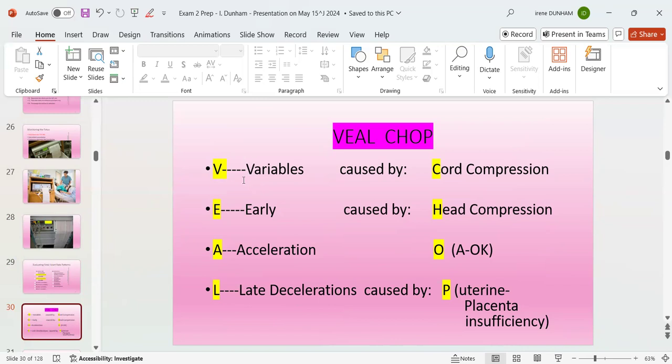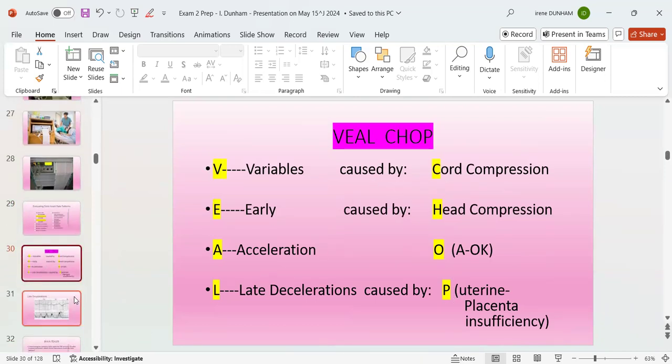Okay, so here we go. Here's your Veal Chop. So when you have questions like this on the test, you might want to just put on your scrap paper, write out veal chop and it'll come to you very quickly. And that's how you learn a lot of stuff, because you're getting a lot of information very quickly.